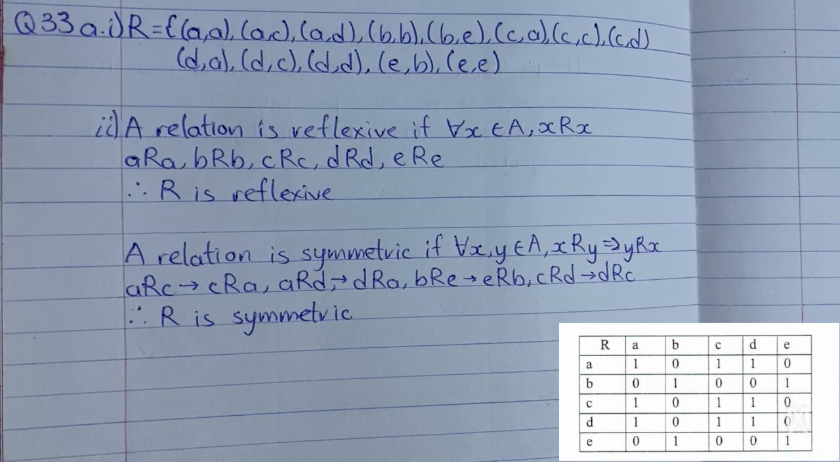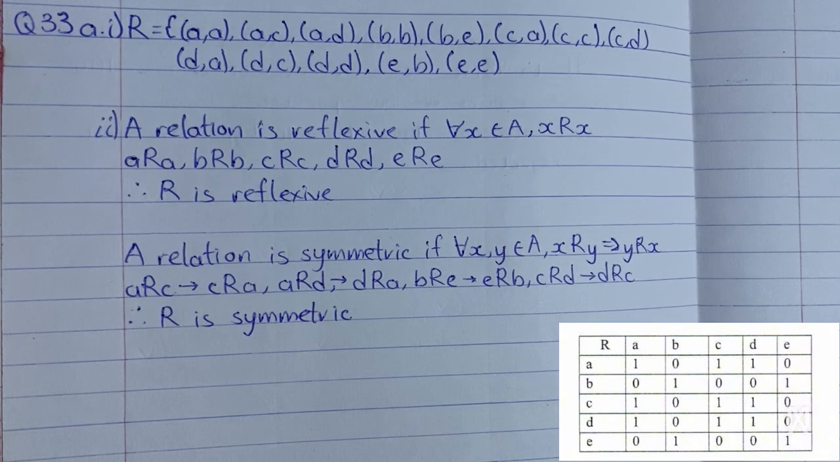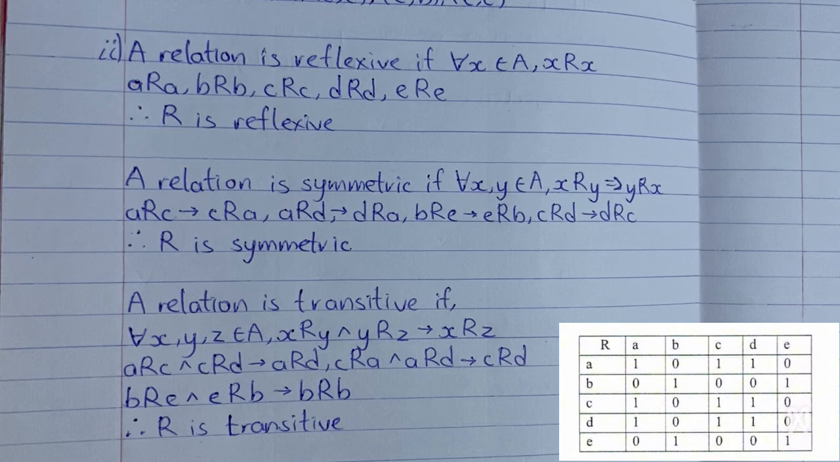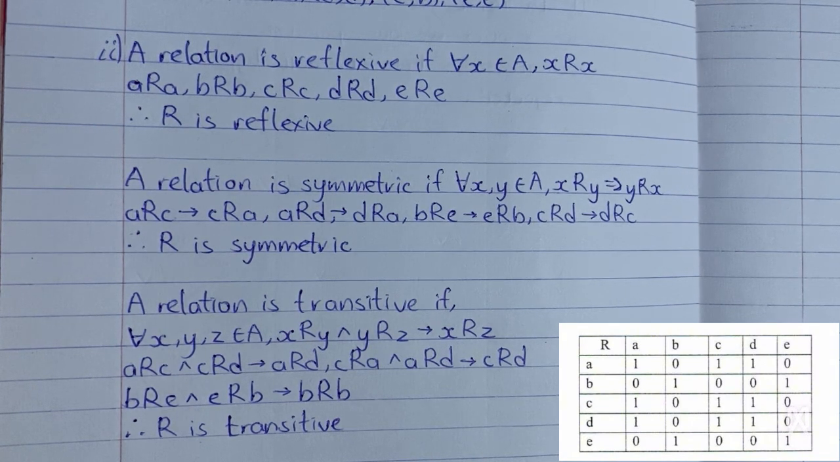From our table, A relates to C and C relates to D, so there should be A relating to D, and it's there. We have C relating to A and A relating to D. It should mean that there is C relating to D for it to be transitive. B relates to E and E relates to B. There should be B relating to B for it to be transitive, and it's true for our relation R. Therefore, R is transitive. I didn't consider the reflexive ones because automatically they are transitive.